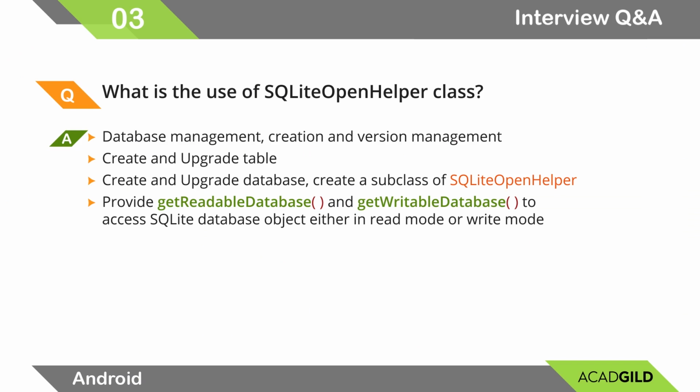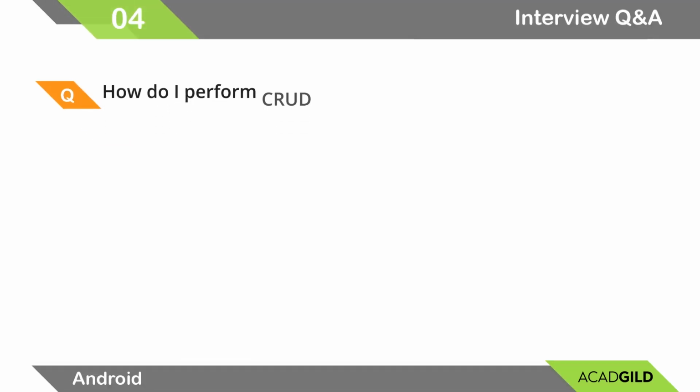If you want to select data from the database, you need to open the database with getReadableDatabase for reading purposes. If you want to modify data, you call the getWritableDatabase method, which helps you to modify data inside the database. So let's see how we can provide the CRUD operations in the SQLite database.